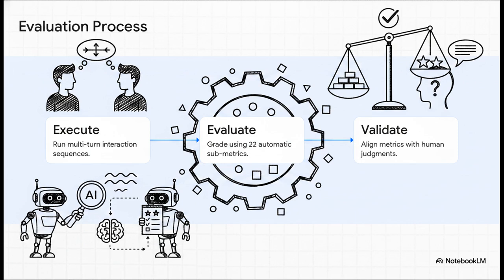But, and this is key, they don't just trust the machine blindly. Step 3 ensures all these automatic metrics are strictly validated against actual human judgments, just to guarantee they align with what a real live person would experience.